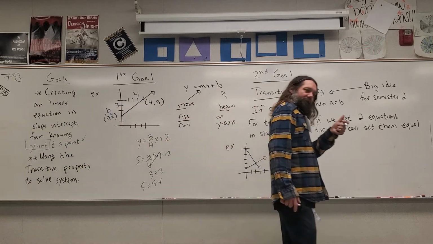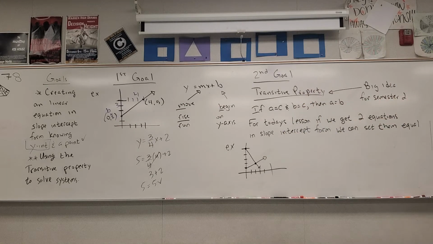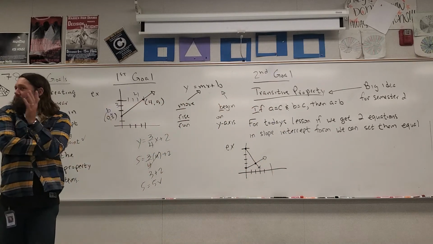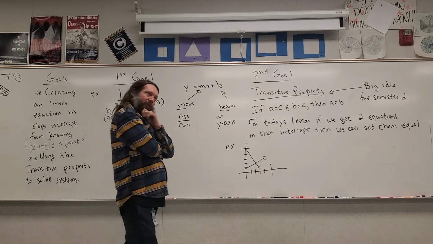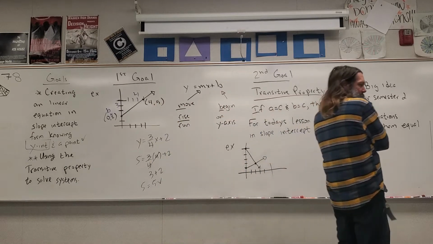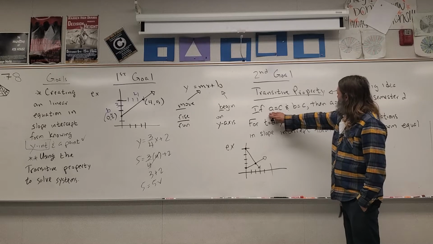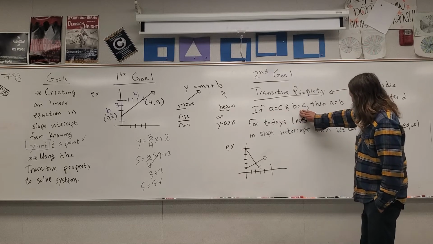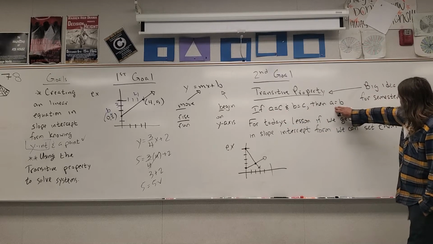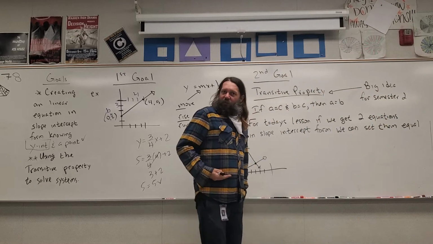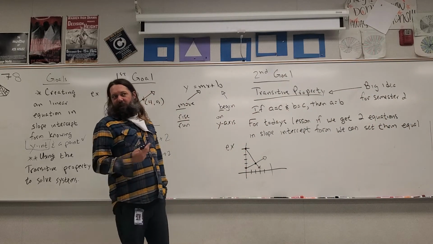Okay, so let's move on to our second goal here. In our second goal, we're going to use the transitive property to solve systems. And you're probably familiar with the transitive property. Let me tell you what the transitive property is first. It says that if A equals C and B equals C, then we can conclude that A must equal B. Basically, if two things are equal to a third, then those two things must be equal.